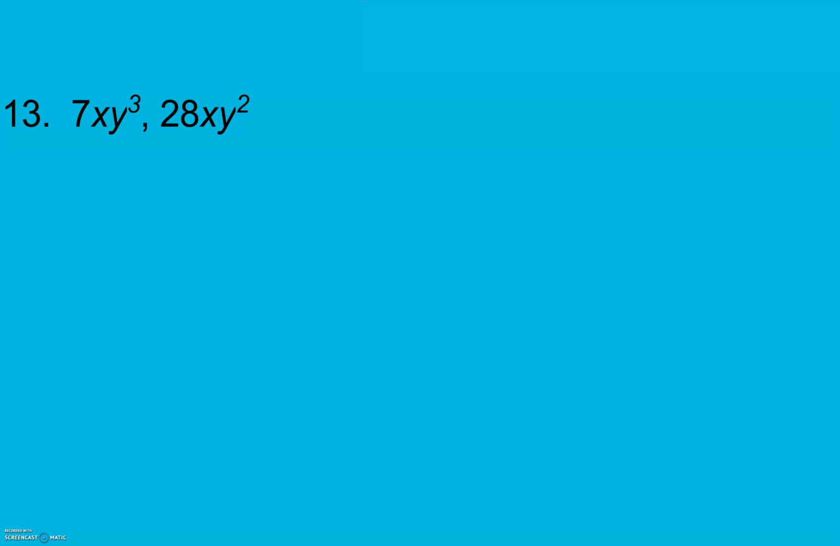And 13. Here we compare our numbers. I have a 7 and a 28. 7 is already prime. I can't break that down any further. 28 is 7 times 4. 7 is prime. 4 is 2 times 2. And 2 and 2 are both prime. So I have a 7xy cubed.